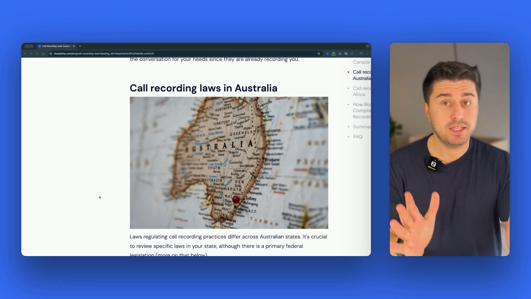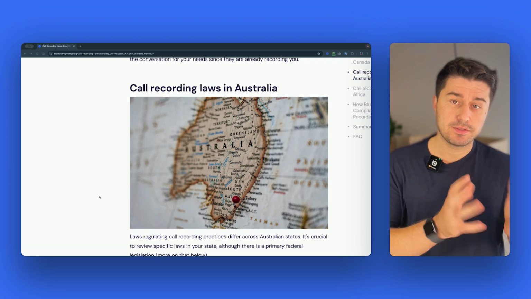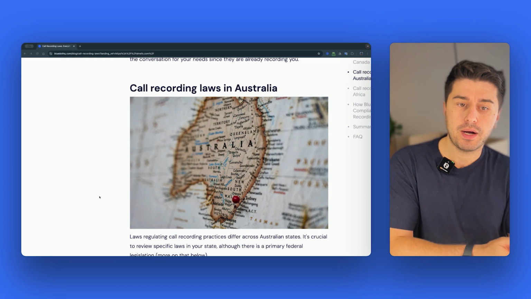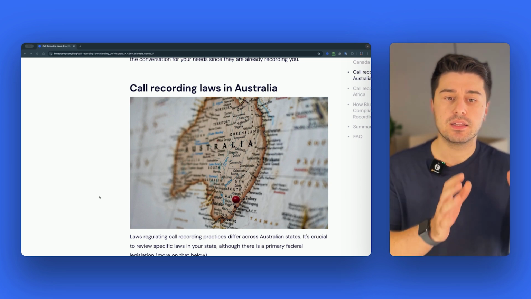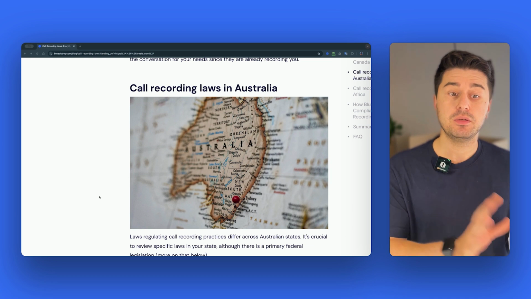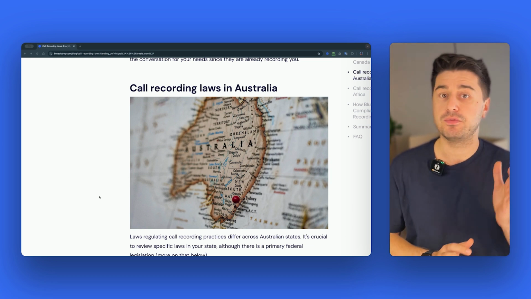And the last one, but not least, is Australia. In Australia, it's kind of complicated as well because there is a federal law. It requires all-party consent for call recordings. However, some states, like Queensland, allow one-party consent. But in most cases, it's safest to obtain the consent of all parties before you start the recording.